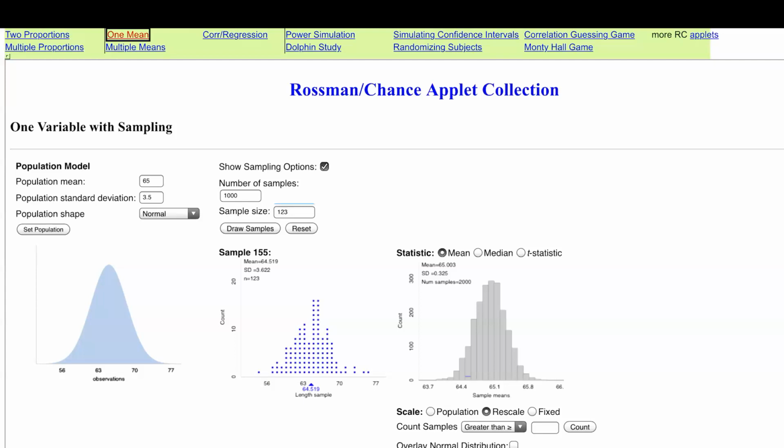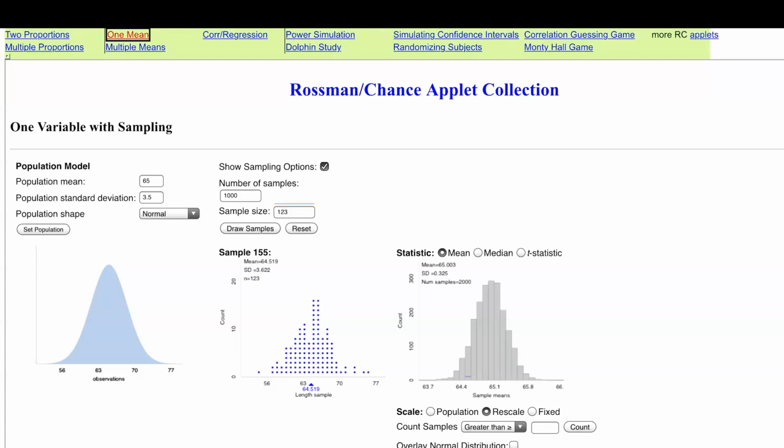So this sample has a mean of 64.5 and a standard deviation of 3.6, which are similar to the population mean and population standard deviation. And any individual sample that you look at will have roughly a bell shape, a mean close to 65, and a standard deviation close to 3.5.